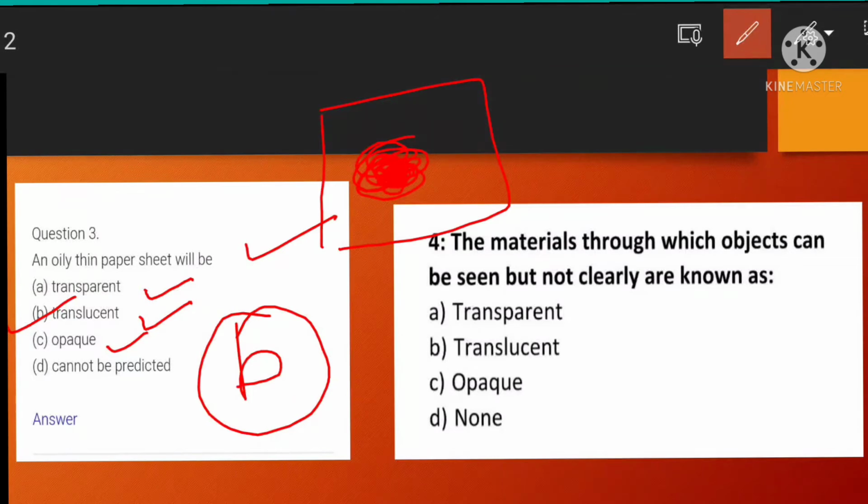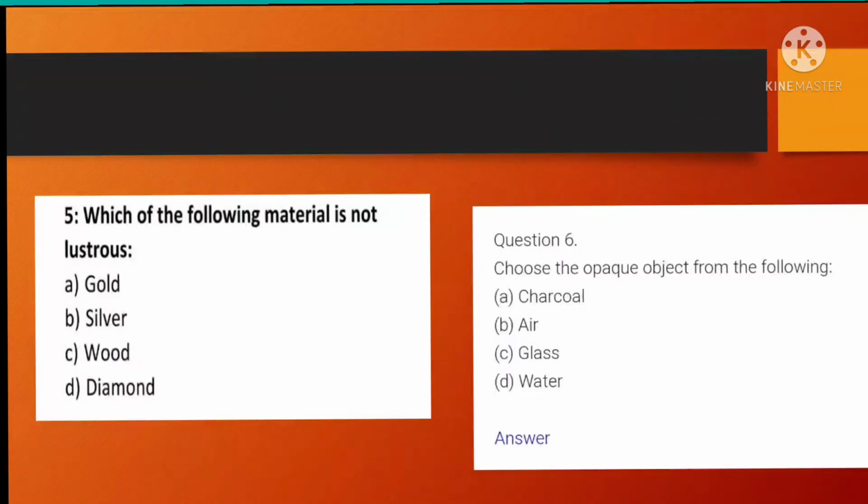Next one. The material through which we can see but not clearly. Again the answer is correct. That is translucent. I hope it is clear.